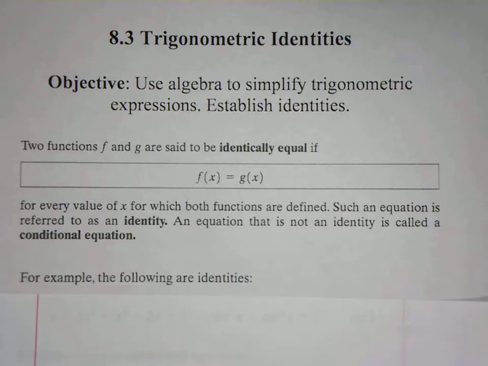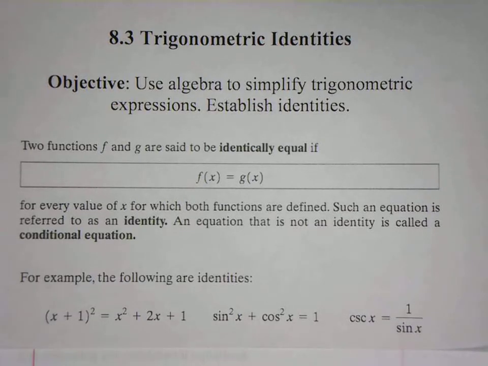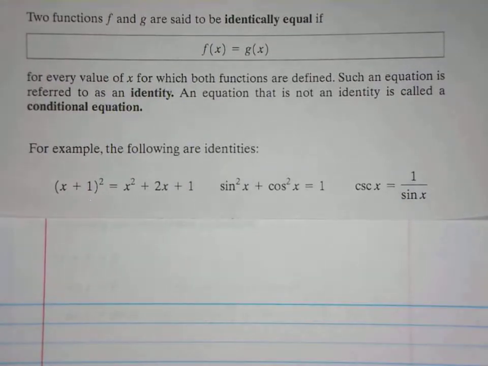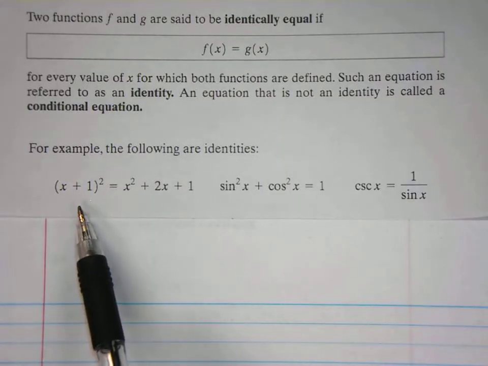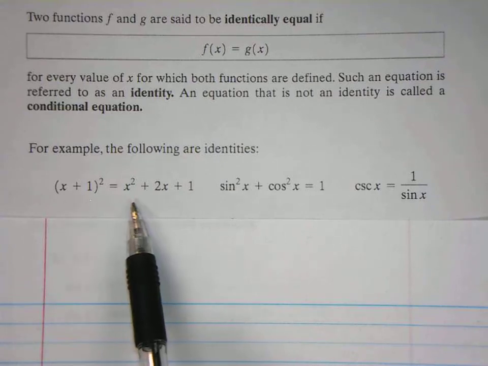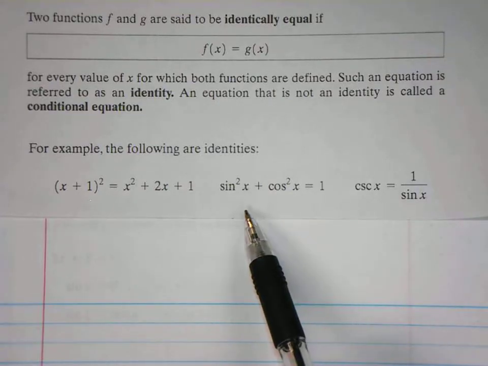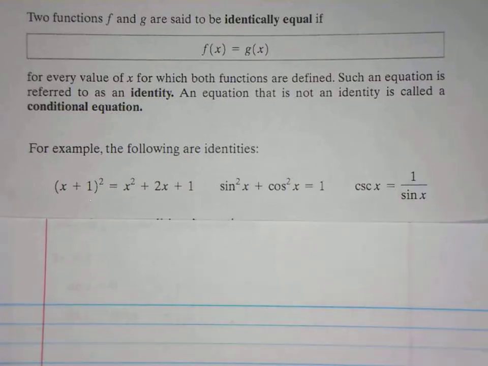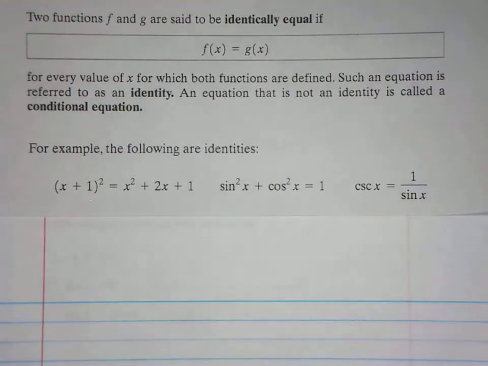So here's some examples of identities. These are going to be equations that are always true no matter which value of x you substitute in. So you'll notice that this is a perfect square trinomial in its factored and multiplied out form. This is an identity we've learned before for sine squared plus cosine squared, and this is a reciprocal identity we've also seen before. These would be true for any value you might substitute in for x.